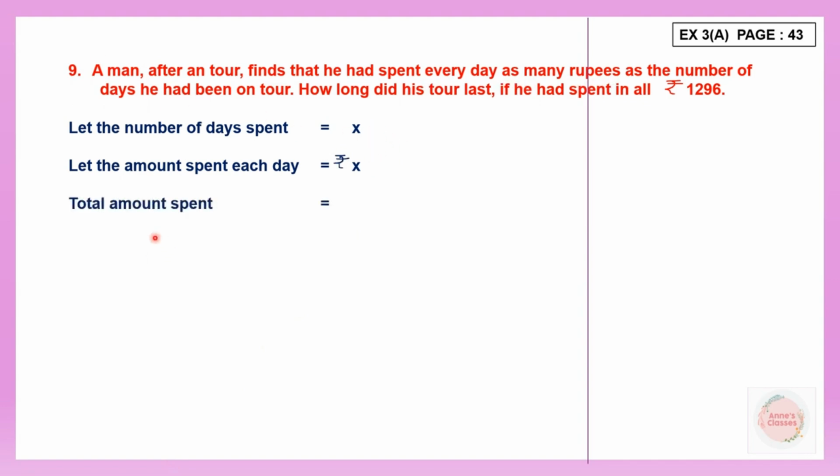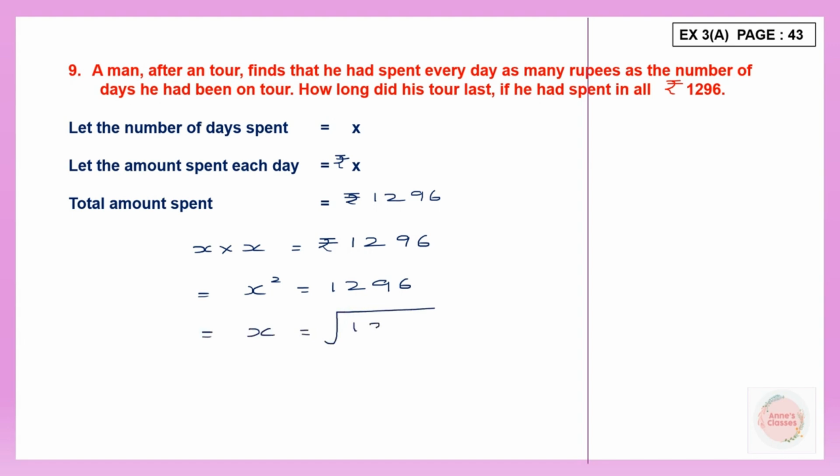Then we've also been given the total amount he spent. So total amount spent is 1296 rupees. Now in one day he spent x rupees. So in x days he would have spent x into x. So that will give us the total amount, isn't it? So that means x into x is equal to 1296 rupees. x into x means x square. x square is 1296. That means if we want to find x, we have to find the square root of 1296. Now let's use the prime factor method and find.